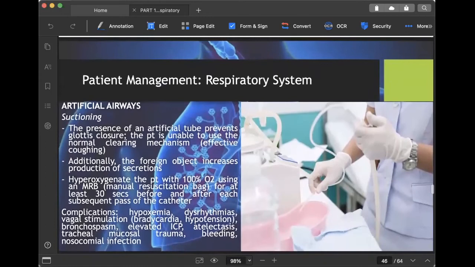Okay, suctioning. Maybe you've already performed this one in your hospital rotation. Of course, this one is used to clear the airway of our client.